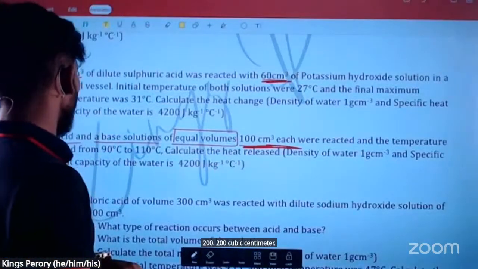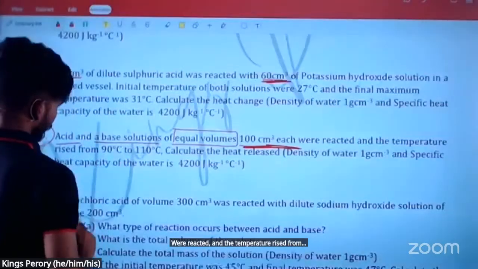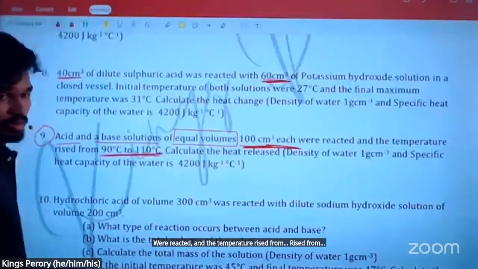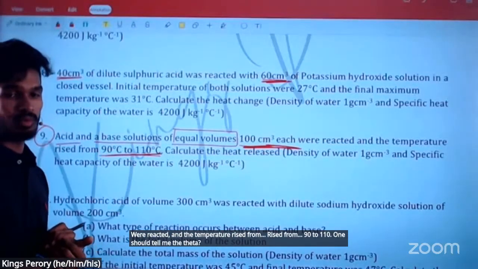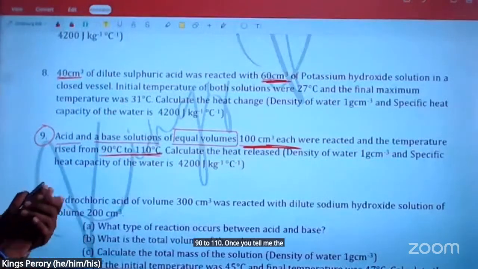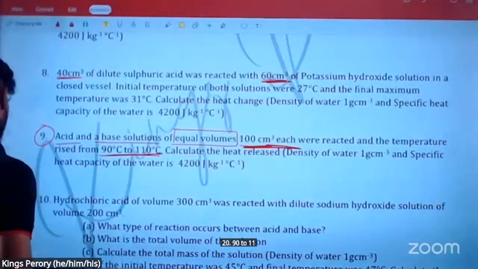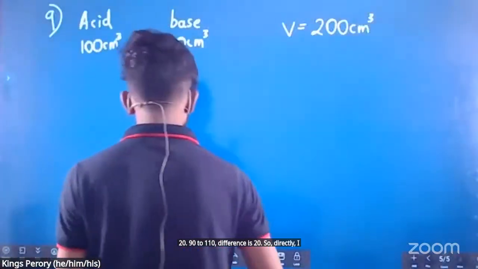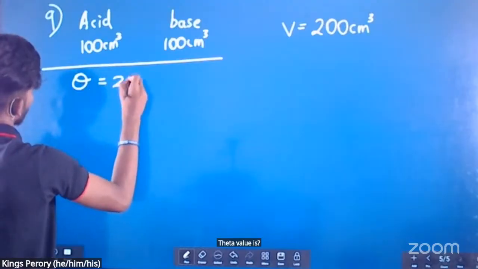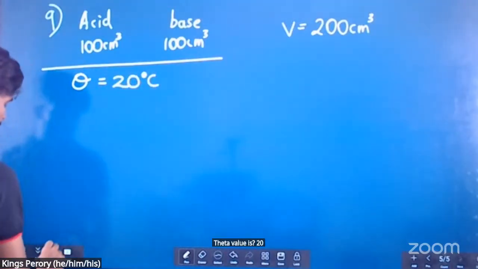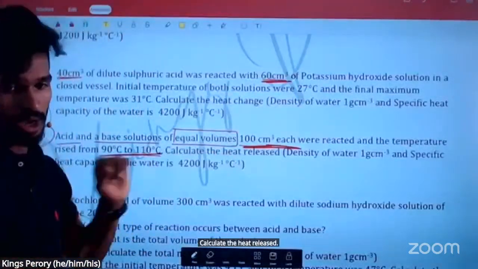Were reacted and the temperature rose from 90 to 110. One shot, tell me the theta. 90 to 110, difference is 20. So directly I write the theta value. Theta value is 20 degrees Celsius. Calculate the heat released, Q value.